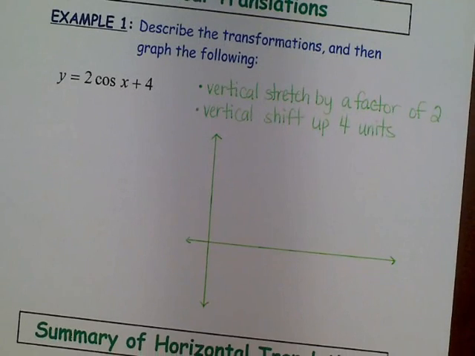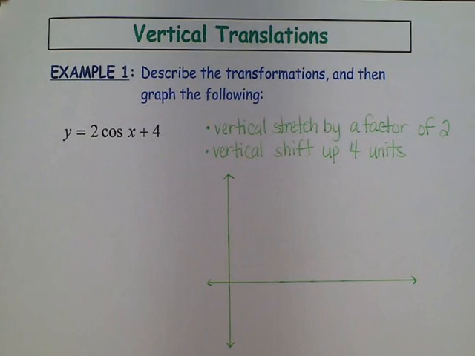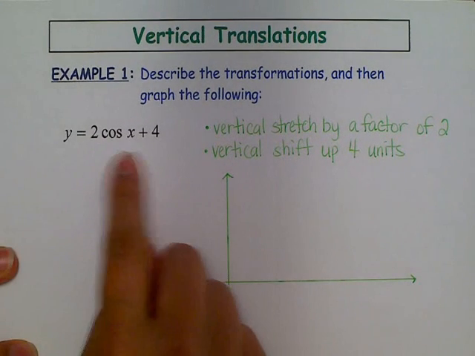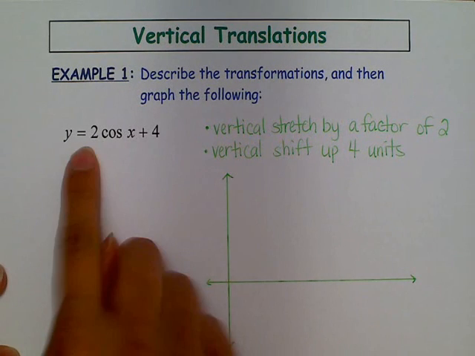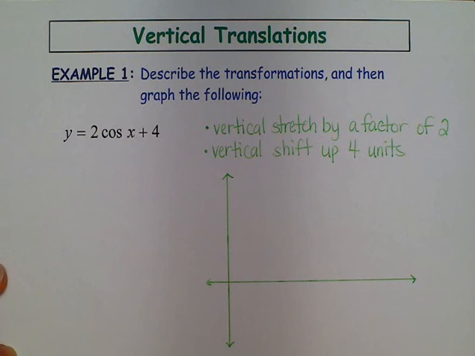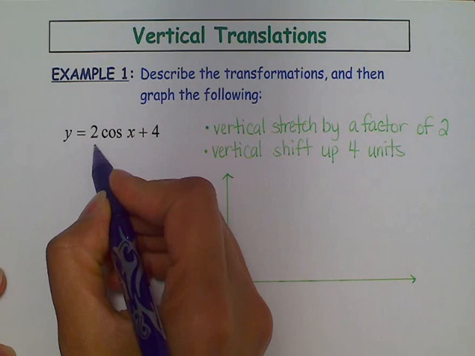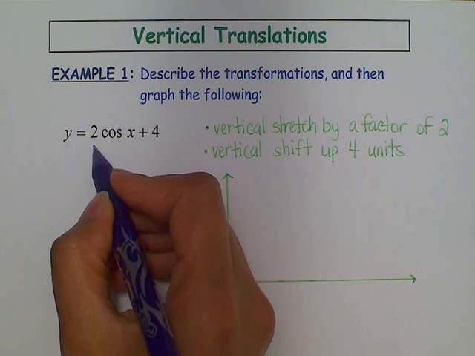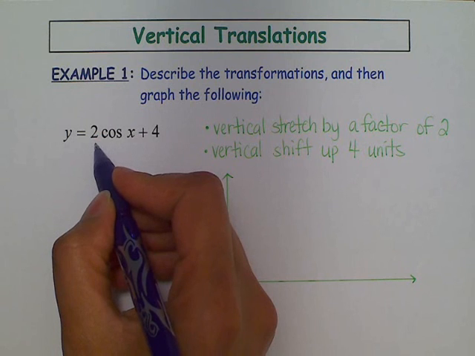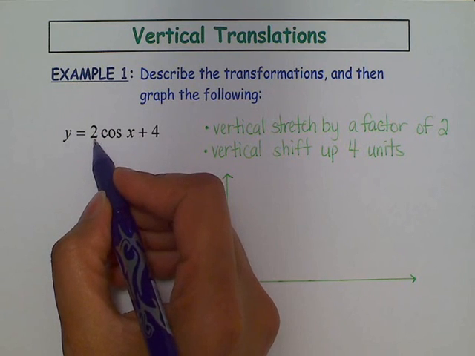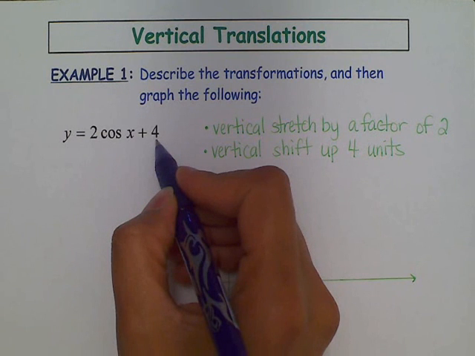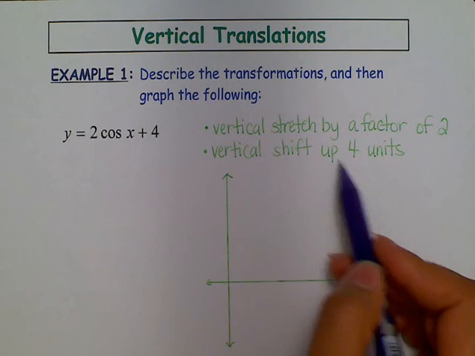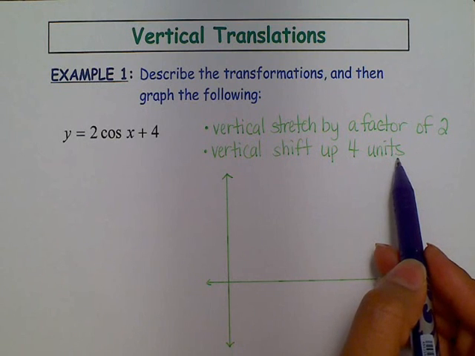Okay, so let's take a look at an example of a graph that has a vertical translation in it. It says, describe the transformations and then graph the following. If you look at the equation here, we have y equals 2 cos x plus 4. In this case, you have two numbers that are affecting the base cosine function. The first number is a coefficient of 2, which means the graph has been vertically stretched by a factor of 2. And as you know, as you stretch a graph vertically, the amplitude of the graph changes, so the maximum and minimum values will change. And you'll also notice that you're adding 4 at the end, which means that this is a vertical shift up 4 units. So there's a description of the transformations.